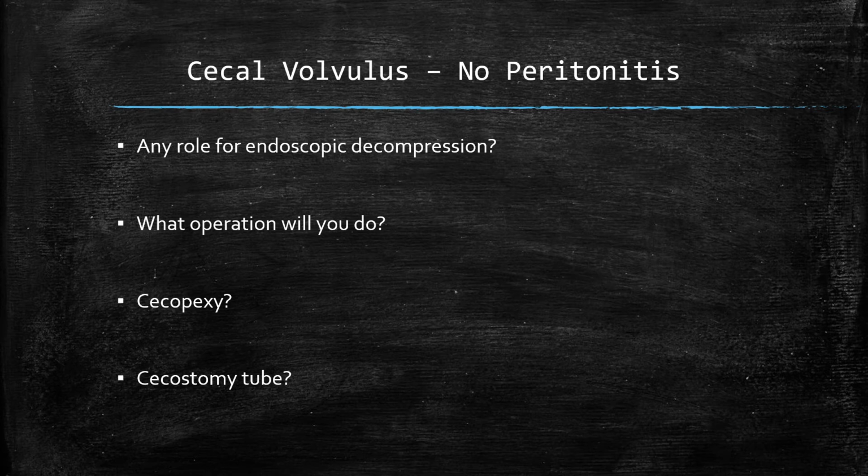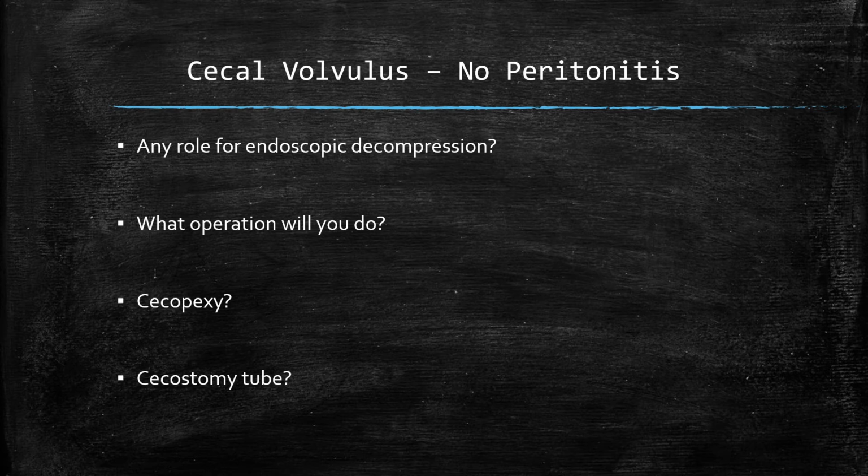Another consideration is a cecostomy tube, where you fix the cecum to the abdominal wall via this tube. This is another operation that makes a certain amount of sense. However, this operation is fraught with problems. This tube is prone to leaking. When you pull it out, sometimes you get a fecal fistula. So in general, it really probably should almost never be done.